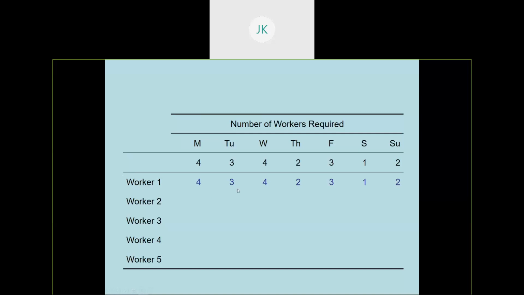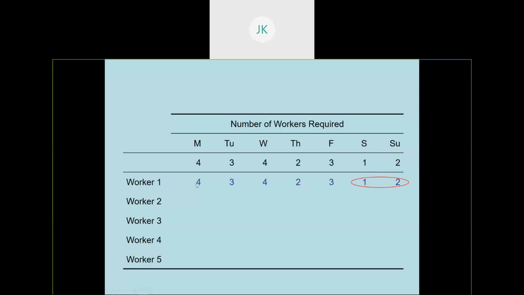If I circle here two consecutive numbers, 4 plus 3 is 7. And here, circle these two numbers, 3 plus 4, 7. 4, 2, 6, 2, 3, 5, 3, 1, 4, 1, 2, 3. So among those combinations of two consecutive numbers, this one, 1 plus 2, 3, is the smallest number. So circle there.